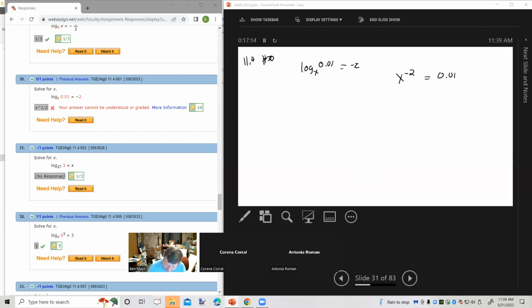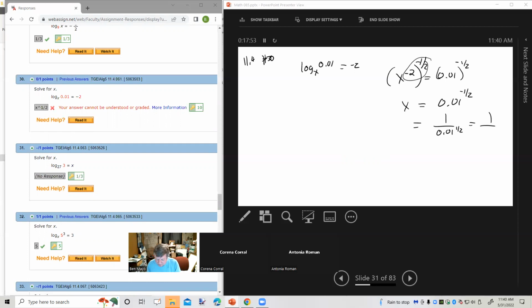One of the ways we could do this is we could raise both sides to the -1/2 power. Why would that give us x? Because here, a power raised to a power, -2 times -1/2 would be 1. So this would be x equals 0.01 to the -1/2 power. Okay. Now, that's the same thing as 1 over 0.01 to the 1/2 power, right? Well, let's see. That would be 1 over.